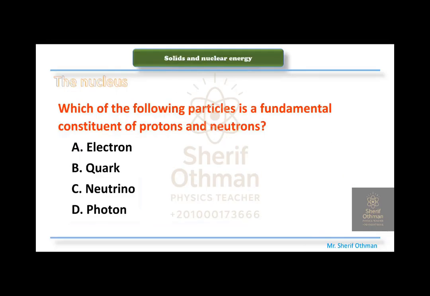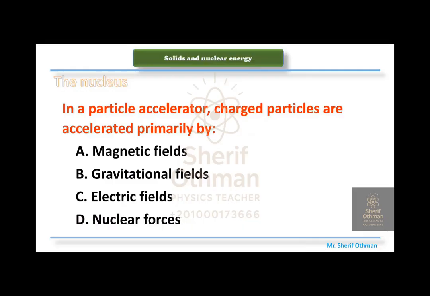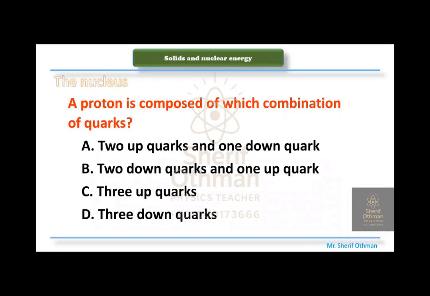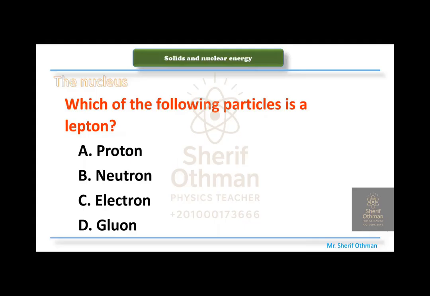Which of the following particles is a fundamental constituent of proton and neutron? Quark. In a particle accelerator, charged particles are accelerated primarily by an electric field, then a magnetic field is used later inside the accelerator. A proton is composed of which combination of quarks? 2 up quarks and 1 down quark. Which of the following particles is a lepton? Electron.